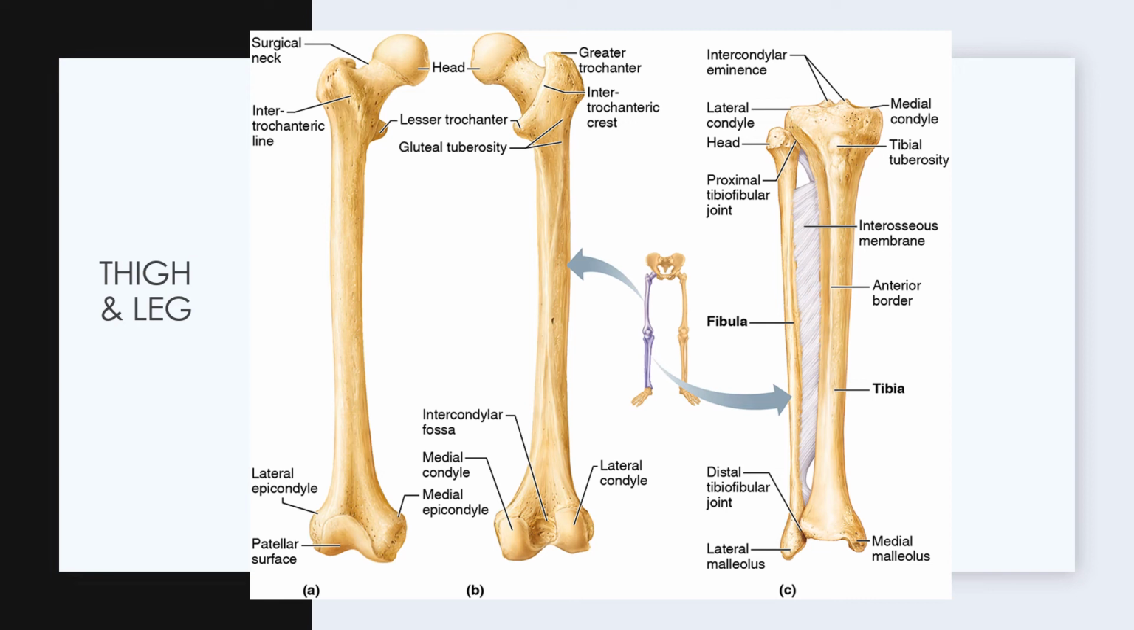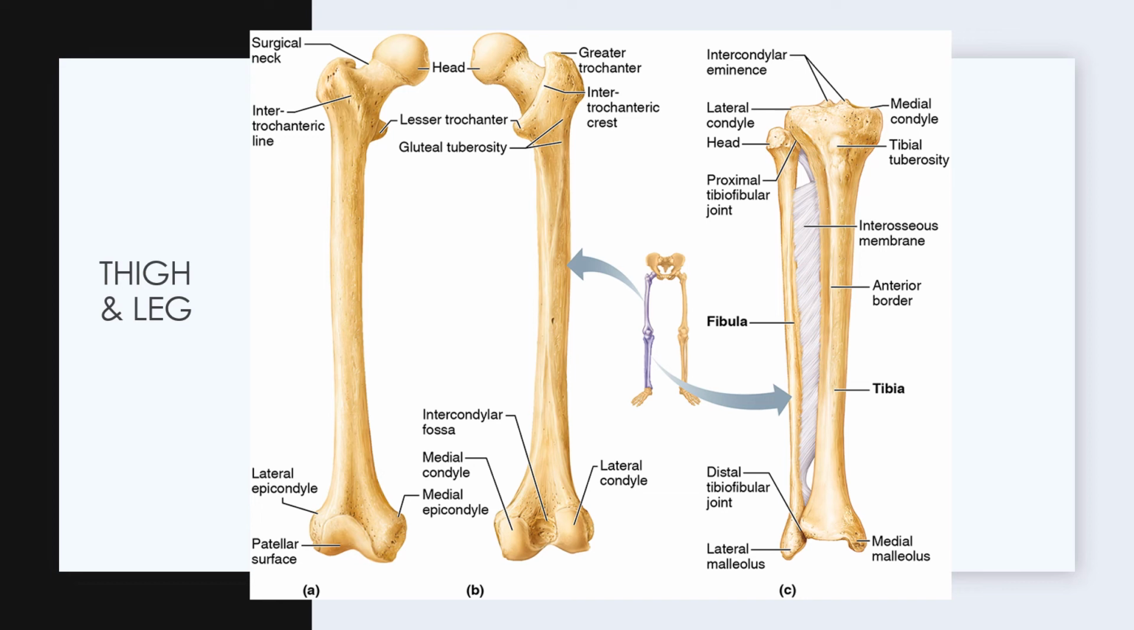The proximal end has a ball-like head, a neck, and a greater trochanter and lesser trochanter. So you can see that on here. This head is what sits into the acetabulum of the pelvic girdle. The surgical neck of the femur, just like in the humerus, is a very common site of fracture, which is a bummer. Hip fractures are tough.